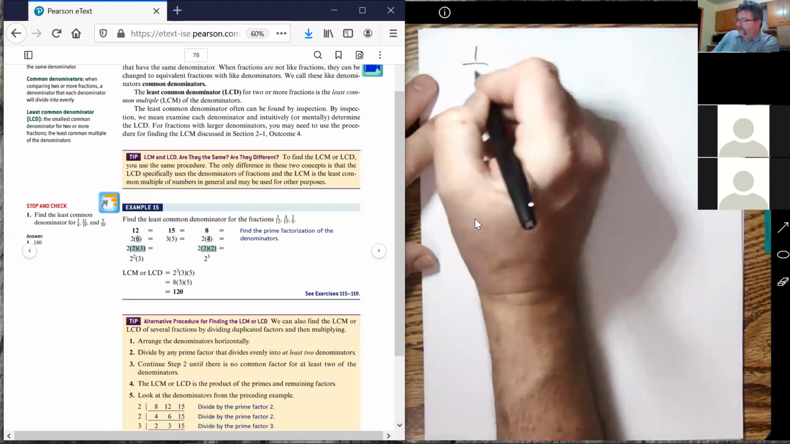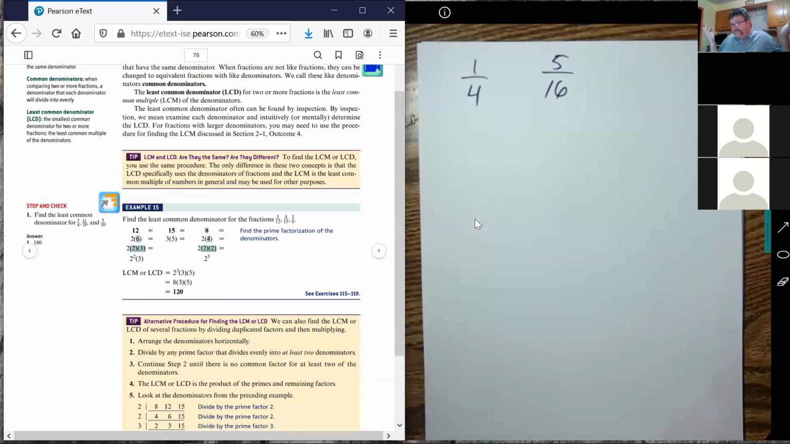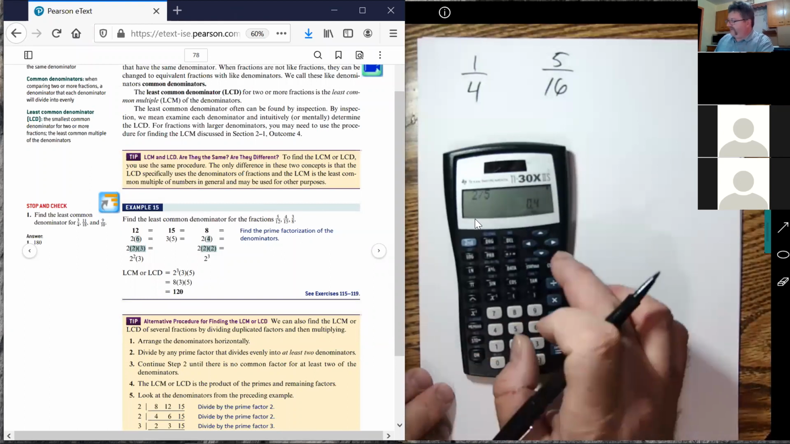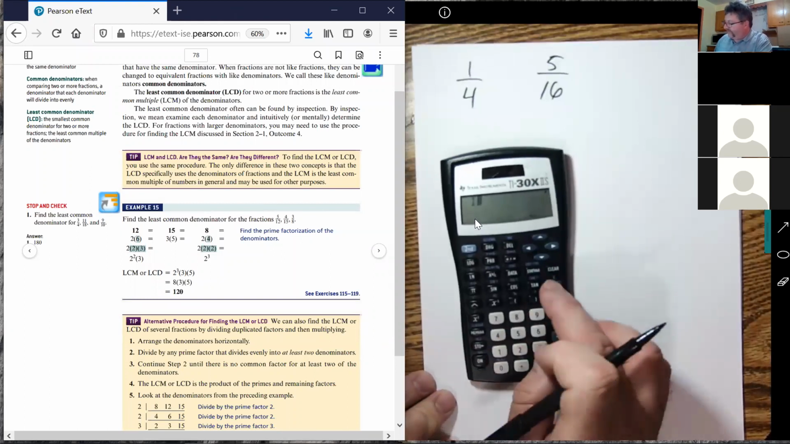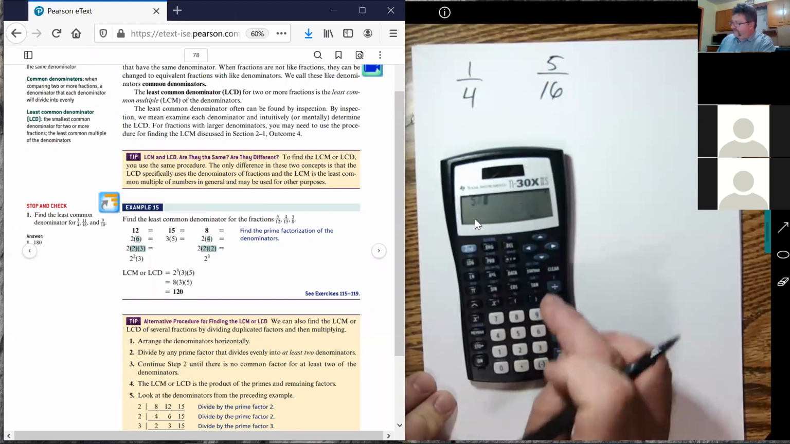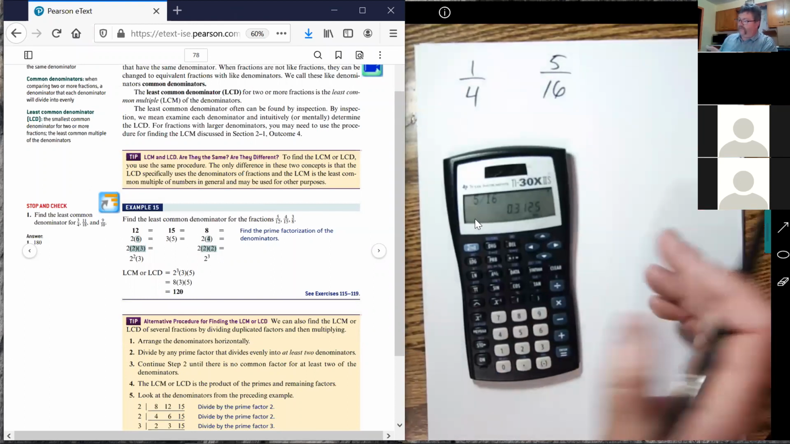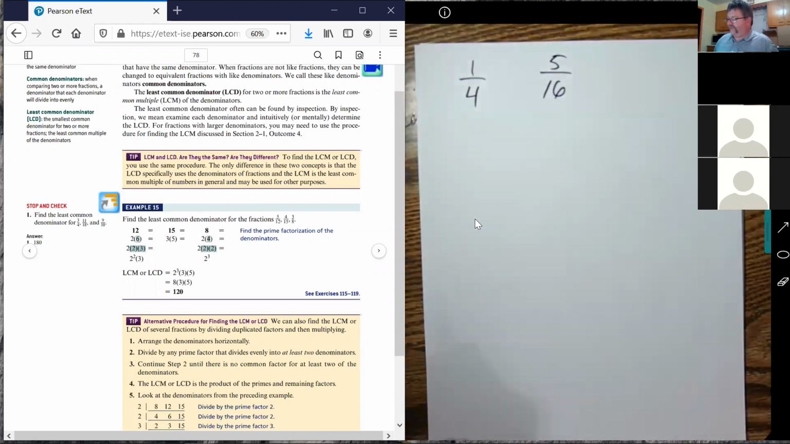If I ask you which is bigger, 1/4 or 5/16? Maybe you think 5/16 is bigger just because it's got bigger numbers, but that's not necessarily the case. How can we tell for sure? Well, one way is the decimal comparison. That's not what the book's telling us to do right now, but that is a way. 1 divided by 4 is 0.25. 5 divided by 16 is 0.3125. So this is going to be bigger because it's a bigger decimal. But right now we're doing an exercise with denominators and fractions. So I want to think of it that way.